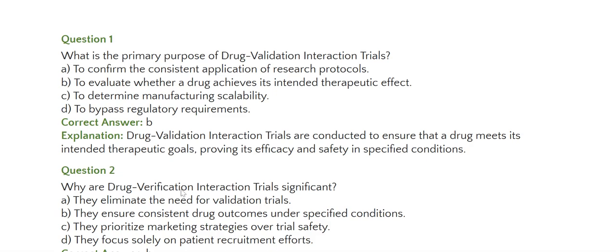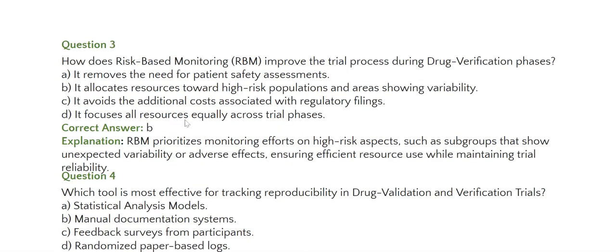Question 2, why are drug verification interaction trials significant? Now, not the validation, the question about the verification. A, they eliminate the need for validation trials. B, they ensure consistent drug outcomes under specified conditions. C, they prioritize marketing strategies over trial safety. Or D, they focus solely on patient recruitment efforts. So the answer is B, as they ensure consistent drug outcomes under specified conditions. As the drug verification interaction trials confirm the reliability of outcomes by demonstrating consistency across conditions, which is critical for patient safety and regulatory approval.